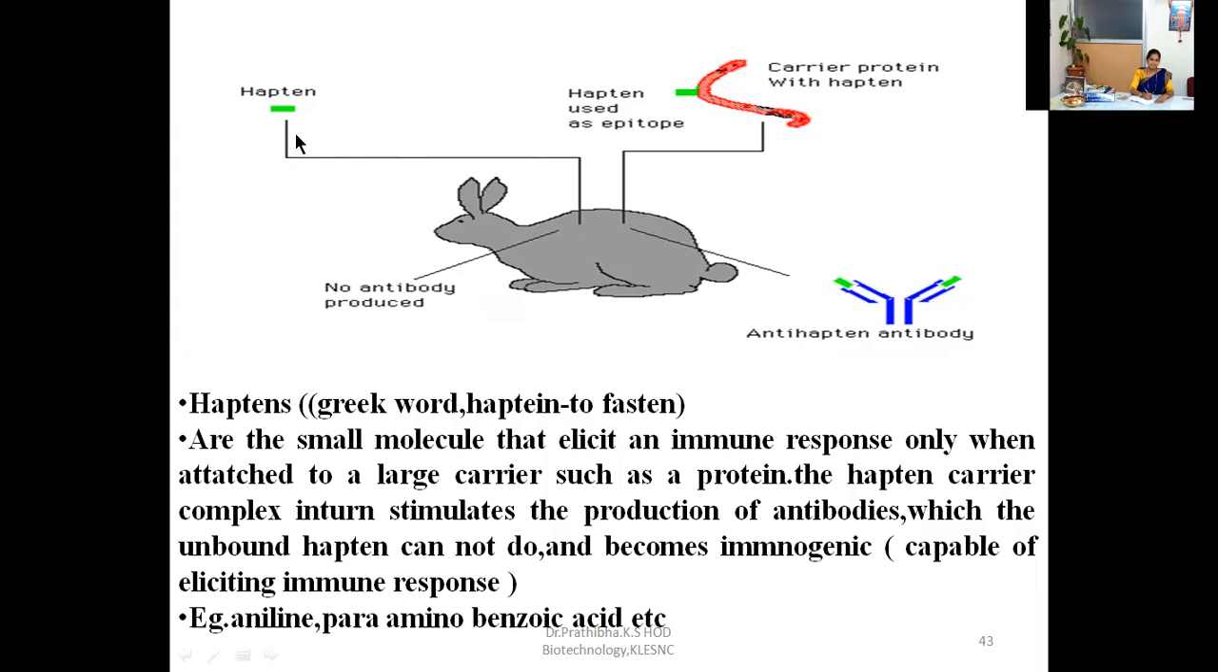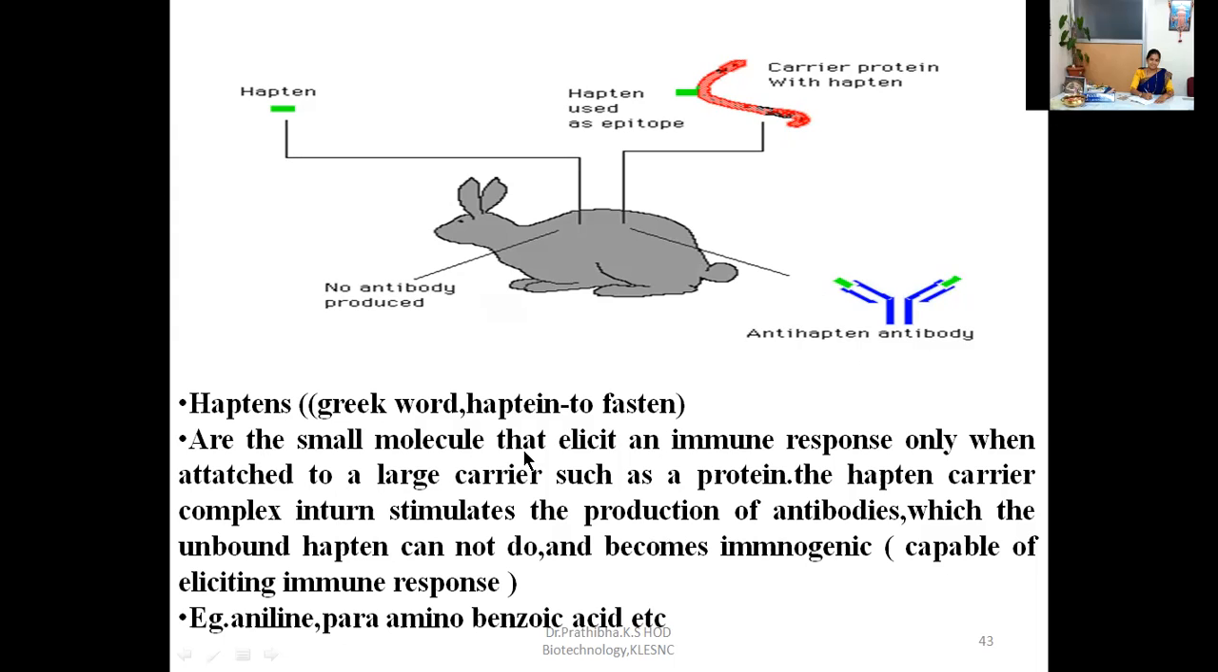When haptens are used alone, no antibody is produced. When these haptens, which are of low molecular weight, are tagged with the carrier protein, that is when you can see the production of antibodies, the anti-hapten antibodies. So now let us go through what haptens are.